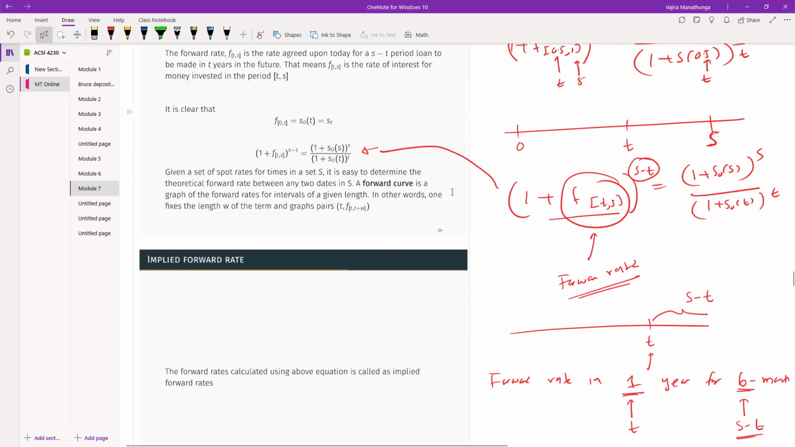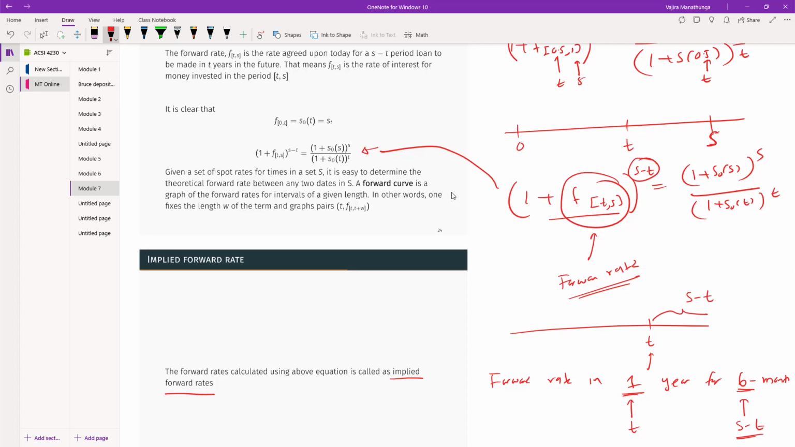So the calculation of what we did here is called the implied forward rate. Using the spot curve, we can calculate the implied forward rate. As you know, the spot rate depends on the day and then the product. So zero coupon bond, yes, but what kind of zero coupon bond?